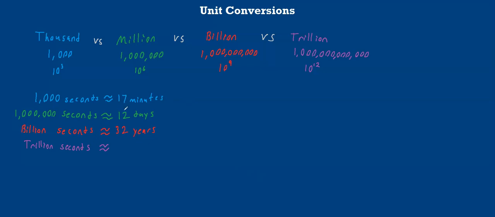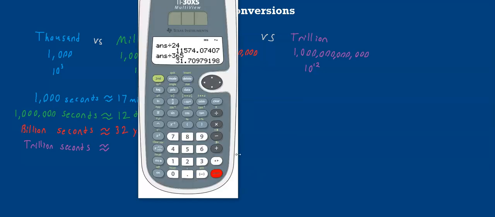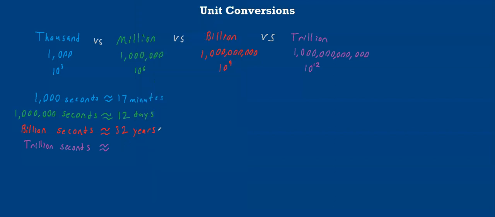Well, if you haven't figured it out yet, each time it multiplies by 1,000. And so if you look, we got almost 12,000 days, which equals 32 years. And you may recall that 12 days was almost 17,000 minutes. And so each time it's going up by 1,000. In other words, a trillion seconds would take almost 32,000 years. To put that into perspective, the last ice age ended a little over 10,000 years ago.